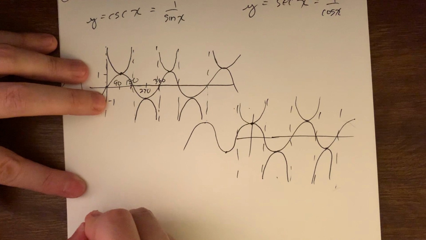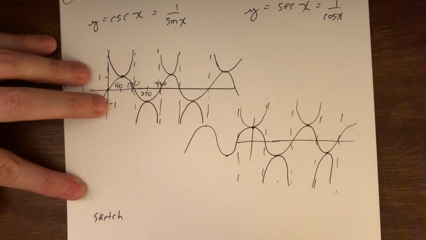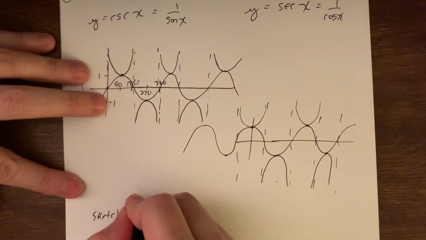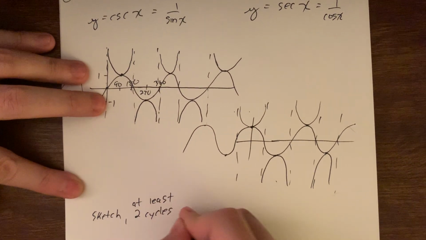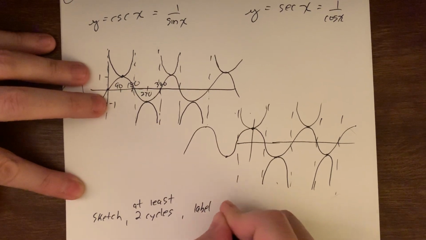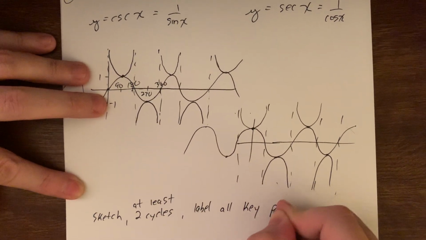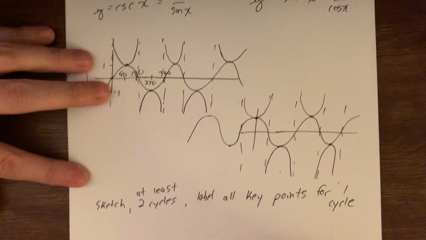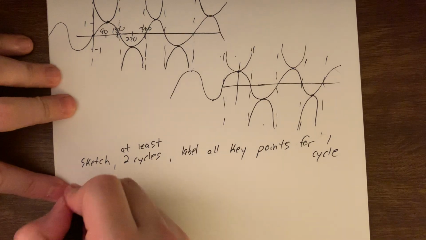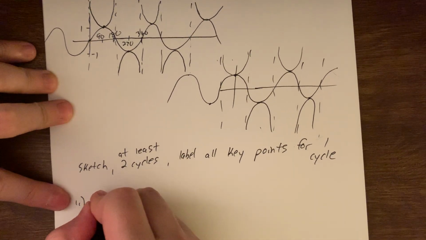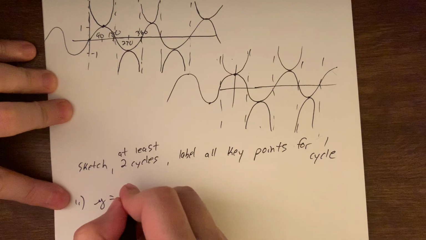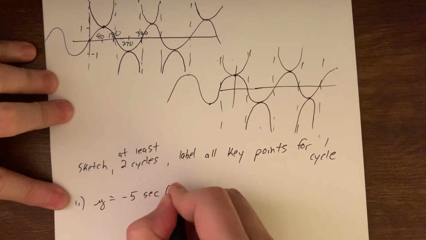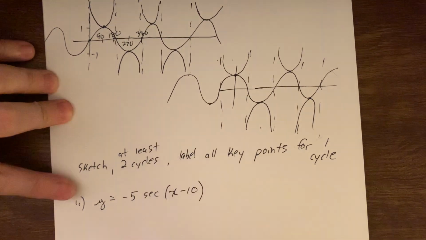So let's sketch. Same directions we keep doing. 2 cycles, at least 2 cycles. Label all key points for 1 cycle. And let's start off looking at number 1. Let's look at y equals negative 5 secant x minus 10.